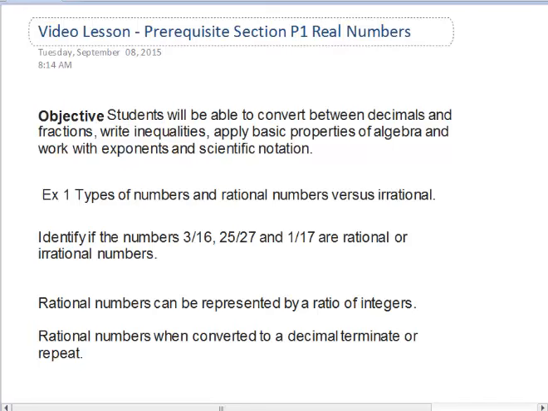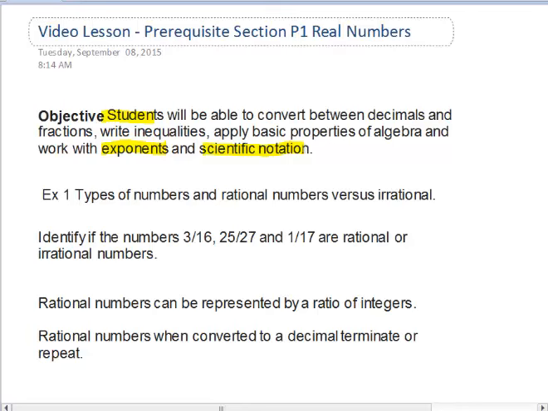So I have a few examples. First of all, the objective of the lesson is to make sure that students are able to convert between decimals and fractions, write inequalities, apply basic properties of algebra, and work with exponents and scientific notation.